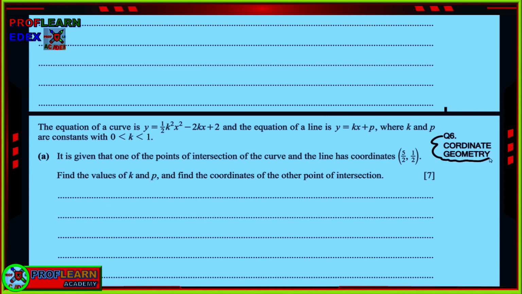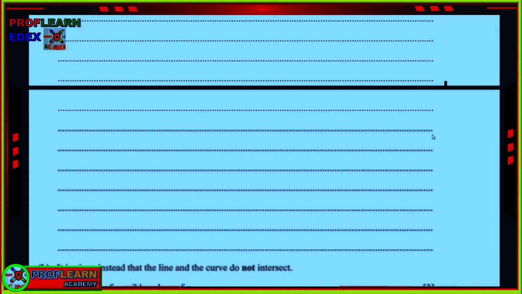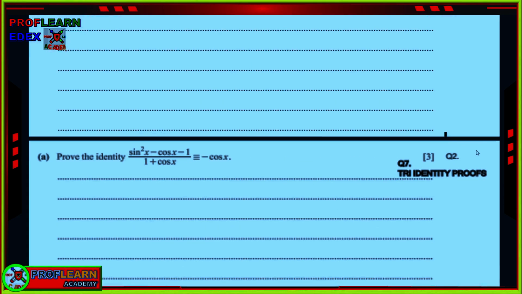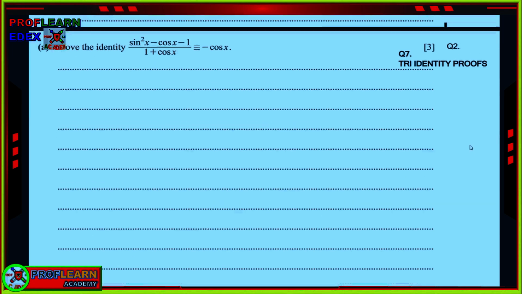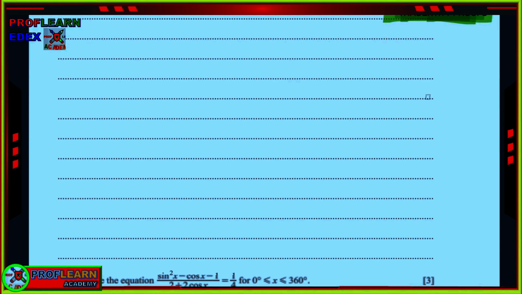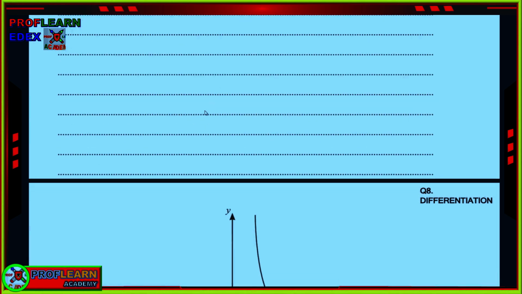You have prepared also in coordinate geometry, where a line and a curve are intersecting. You need also to prepare on discriminant. Those are areas that are very, very important that you will have to be tested in this coming exam. We have trigonometry. You need to know how to prove trigonometric identities, like these ones. You need to know how to solve trigonometric equations. That is also another kind of question that will not miss in your exam.